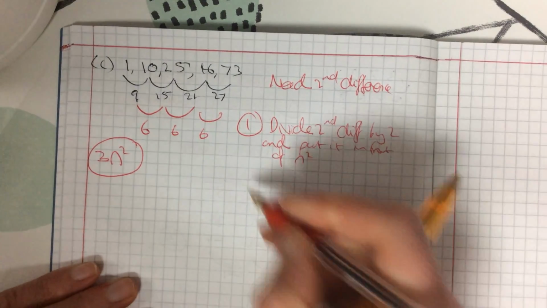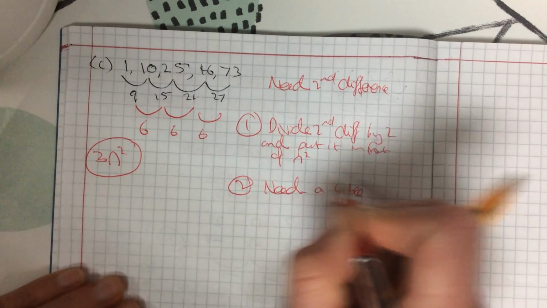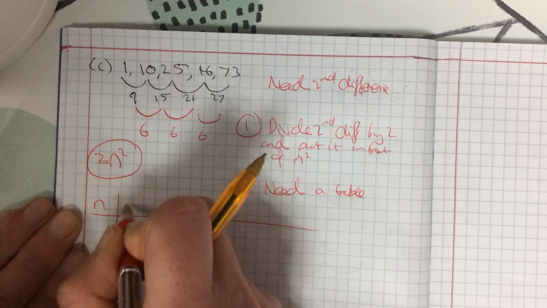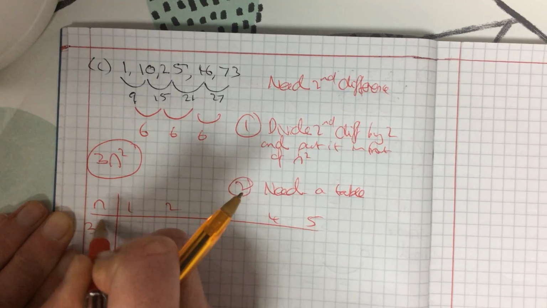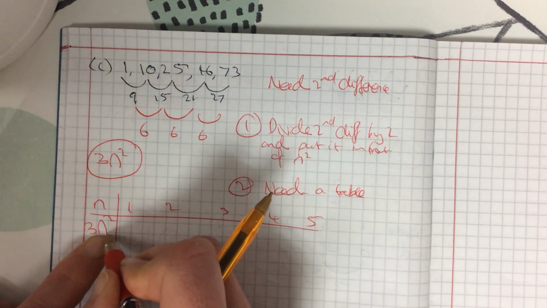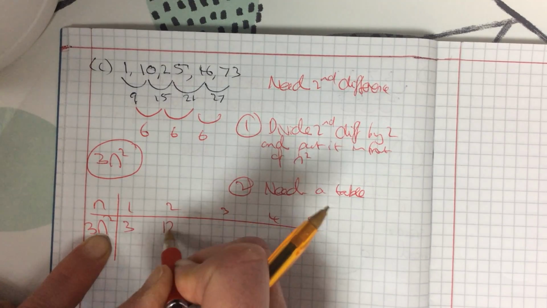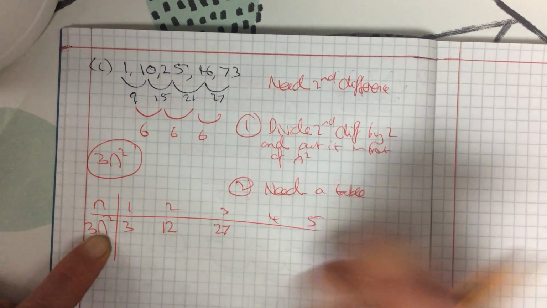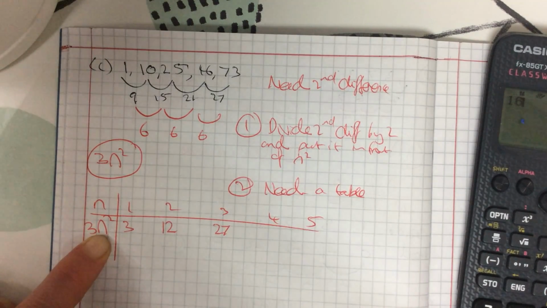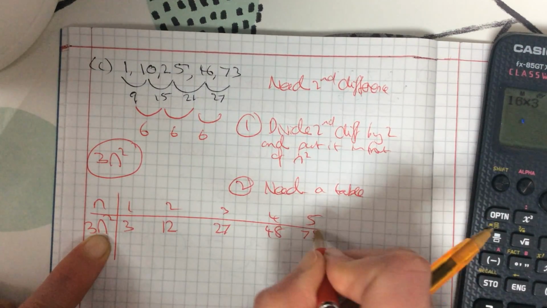Okay, then do you remember what we need next? We need a table. Do you remember what the table was? n: 1, 2, 3, 4, 5. So you've got 3n squared. So 1 squared is 1 times 3. 2 squared is 4 times 3. 3 squared is 9 times 3. 4 squared is 16 times 3. I think it's 48, let's double check. And 5 squared is 25 times 3.